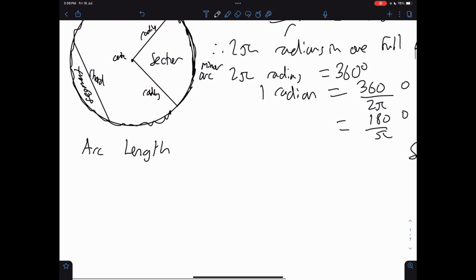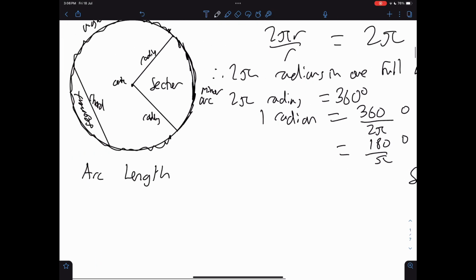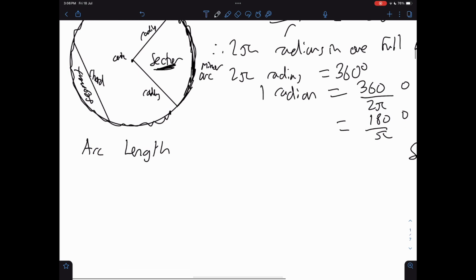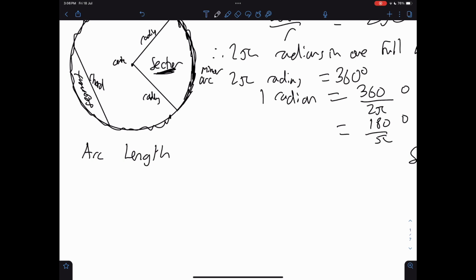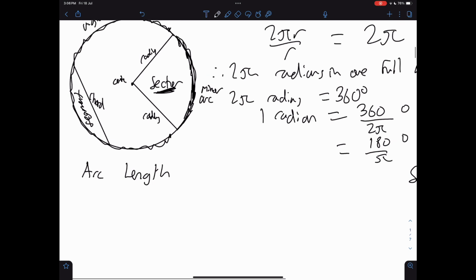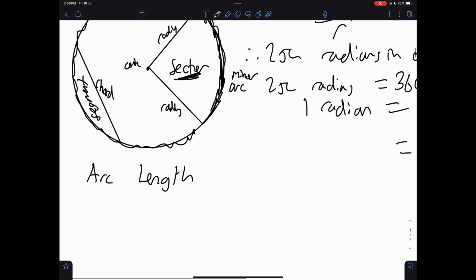So the two things we're going to use radians to find are the area of the sector and the length of arcs. So, arc length. As you can probably tell by now, it's going to seem pretty obvious. Arc length, and this is symbol S.